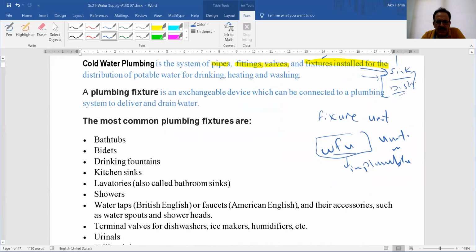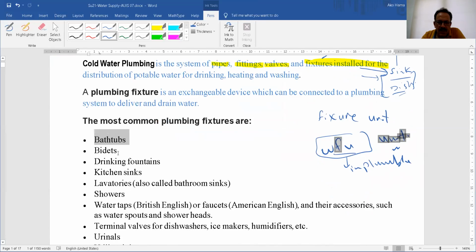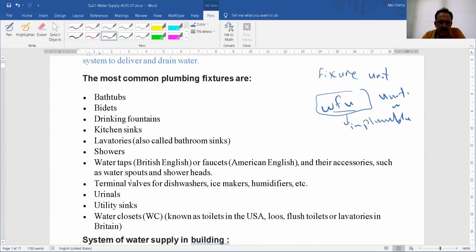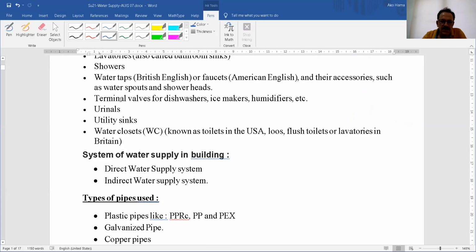The most common plumbing fixtures are bathtubs, bidets, drinking fountains, kitchen sinks, lavatories or bathrooms and showers, water tap. We have a British unit, or faucet, as it's called in American English. Terminal valves of dishwashers, ice makers and humidifiers, urinals, utility sinks, and water closets. These are all the fixtures that we have.